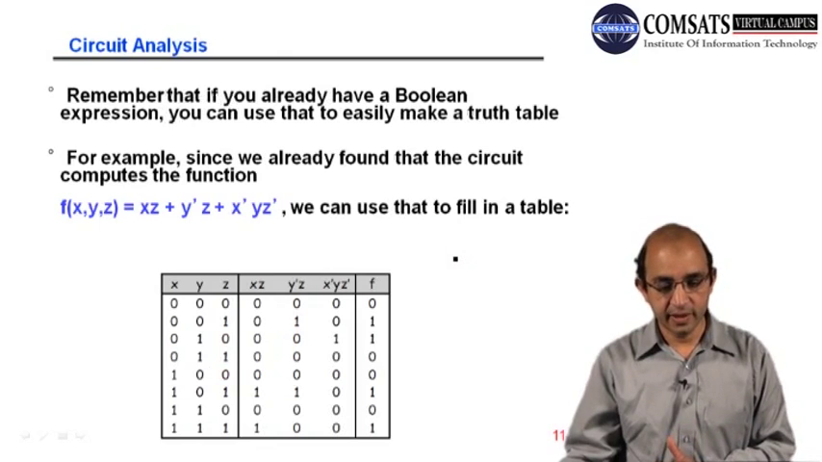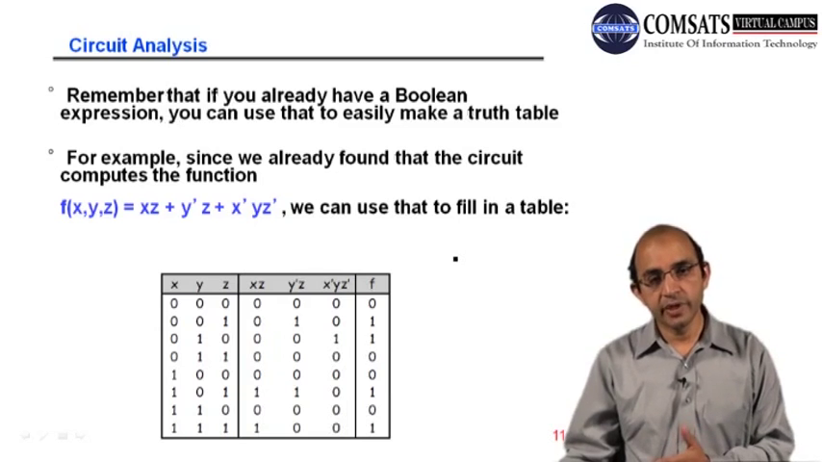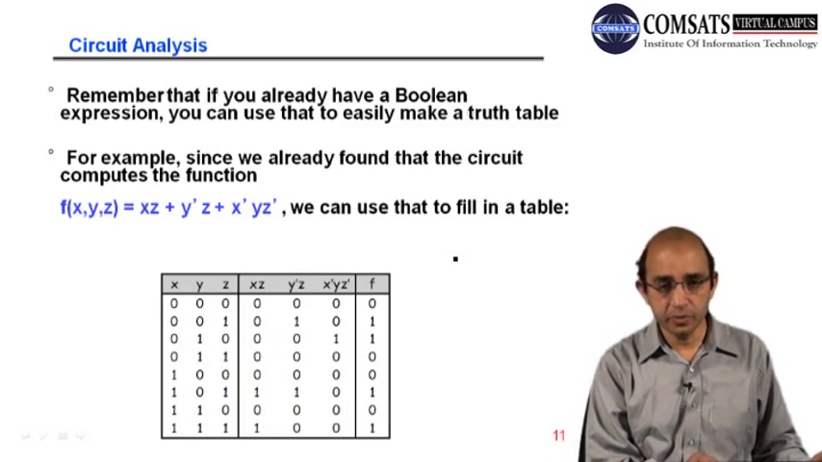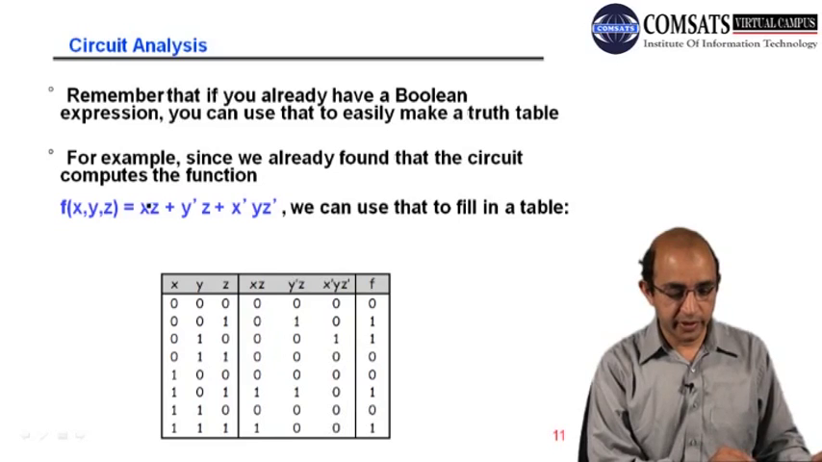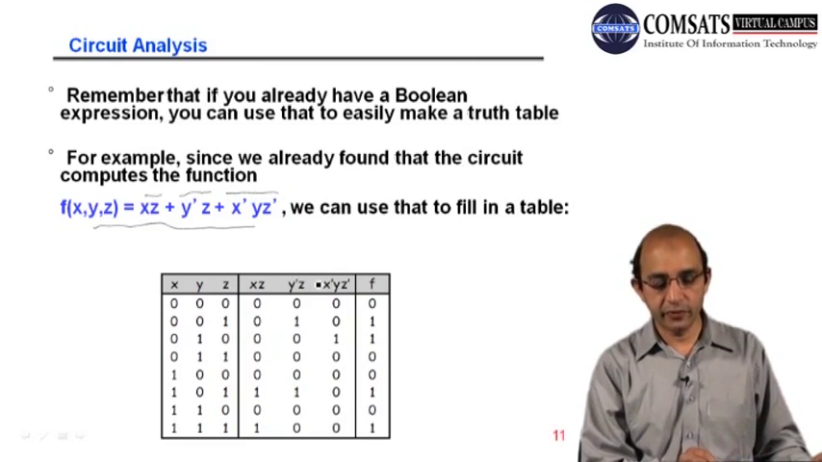In the circuit analysis, we already have the Boolean expression, and we can use that Boolean expression in order to find the truth table. For example, if you have a Boolean function, here you can see that we have the output that is a function of input x, y, z. So these are the terms: xz, y bar z bar, and then we have x bar y z bar. So you can see that we have a truth table.